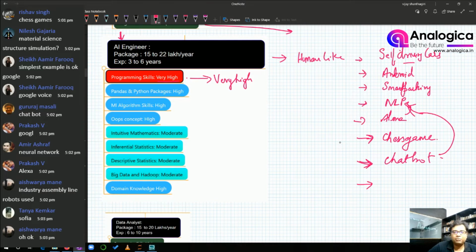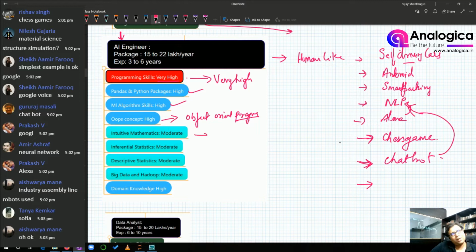Pandas and Python packages, not very high, but of course to a certain level high. ML algorithm skills high. You need to be able to tweak and make some changes. Use many things called ensemble programming, where you use many different algorithms together and you achieve something, because your goal is to achieve human-like, smooth intelligence, right? Of course, when you are writing complicated programs, you need object-oriented programming at a very high level.